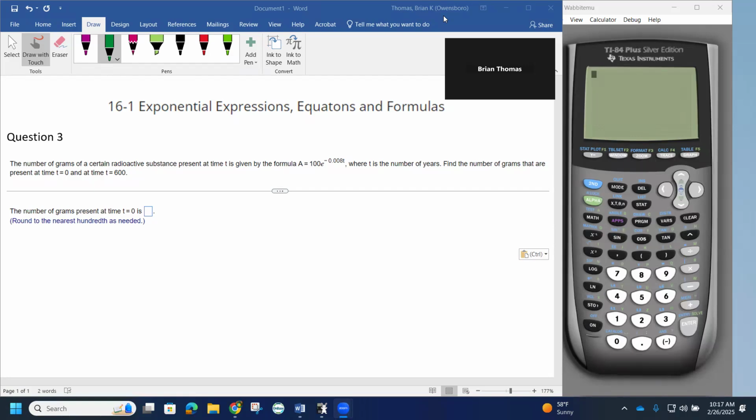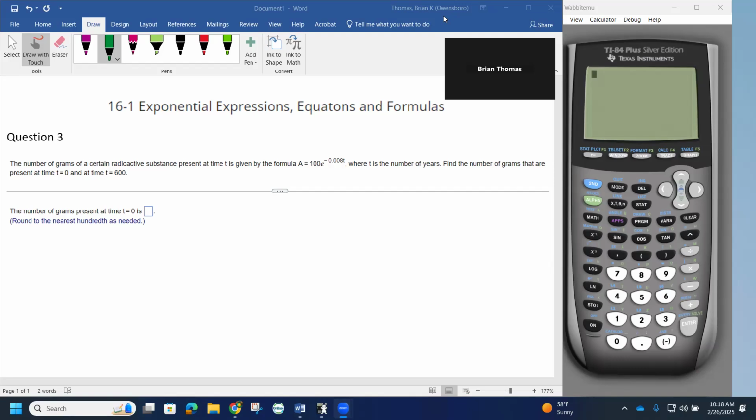The number of grams of a certain radioactive substance present at time t is given by the formula A equals 100 times e to the negative 0.008t. So it's like negative 8 thousandths t, where t is the number of years. Find the number of grams that are present at t equals 0, and then at time t equals 600. So time 0 kind of means starting now, and then t is like 600 years later.